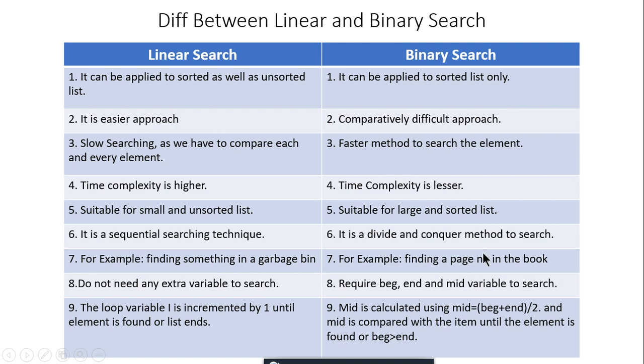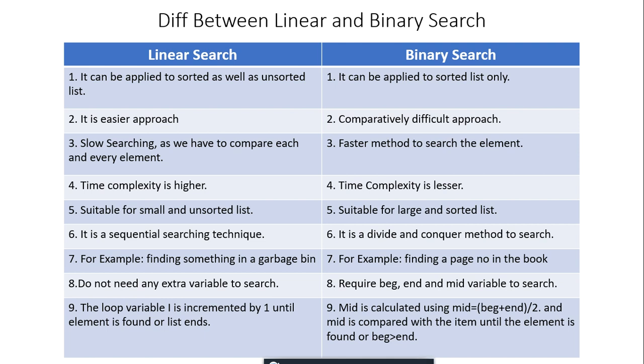Whereas binary search is like finding a page number in a book. For example, in a book we want to reach page number 250. You do not go one page at a time, like 1, 2, 3. You simply open a page, then compare that page number with the page number that you want to go to, and then decide whether to go in the right direction or the left direction.